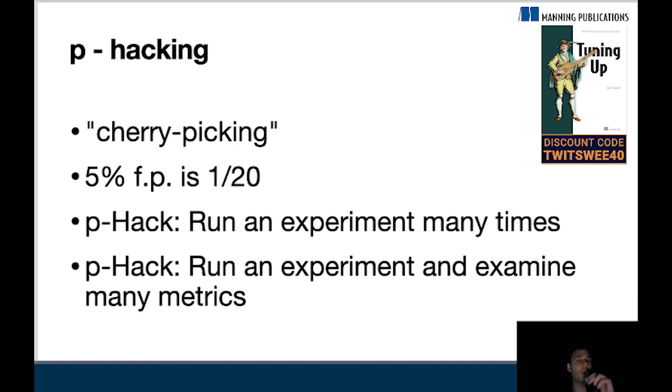Now, why does this work? It works because you designed the A/B test for a single metric run once through one experiment. So you're violating the assumptions of the A/B test design and getting the wrong answer, right? That, to put it simply. So this is p-hacking. How do you avoid this though?